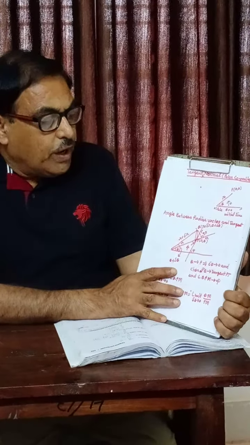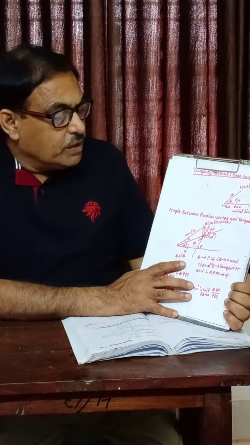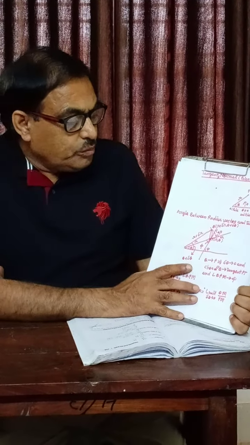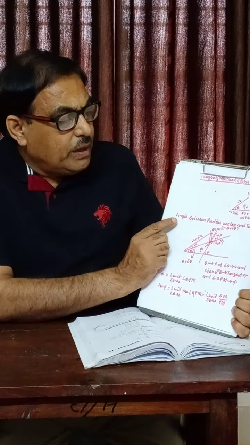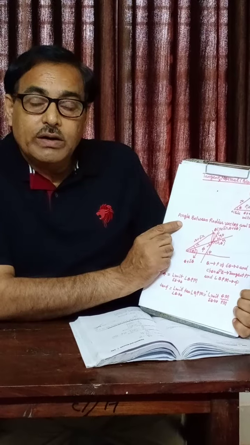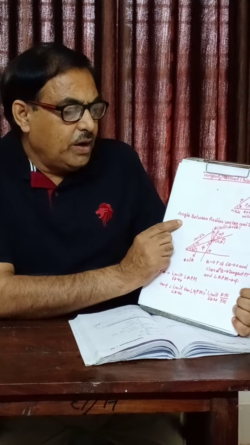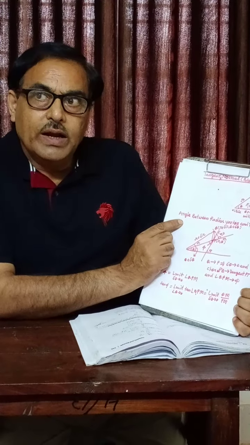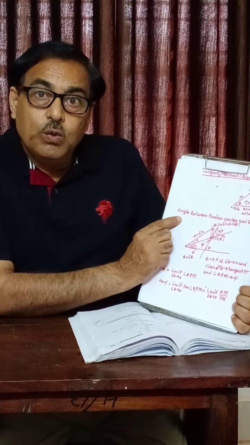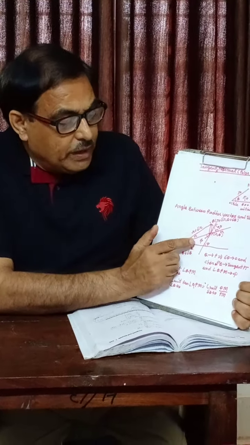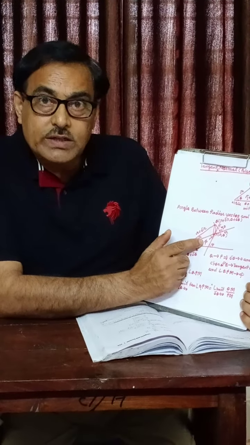Now, a very important article today I will discuss with you: the angle between radius vector and tangent. This is denoted by phi. The notation is phi.